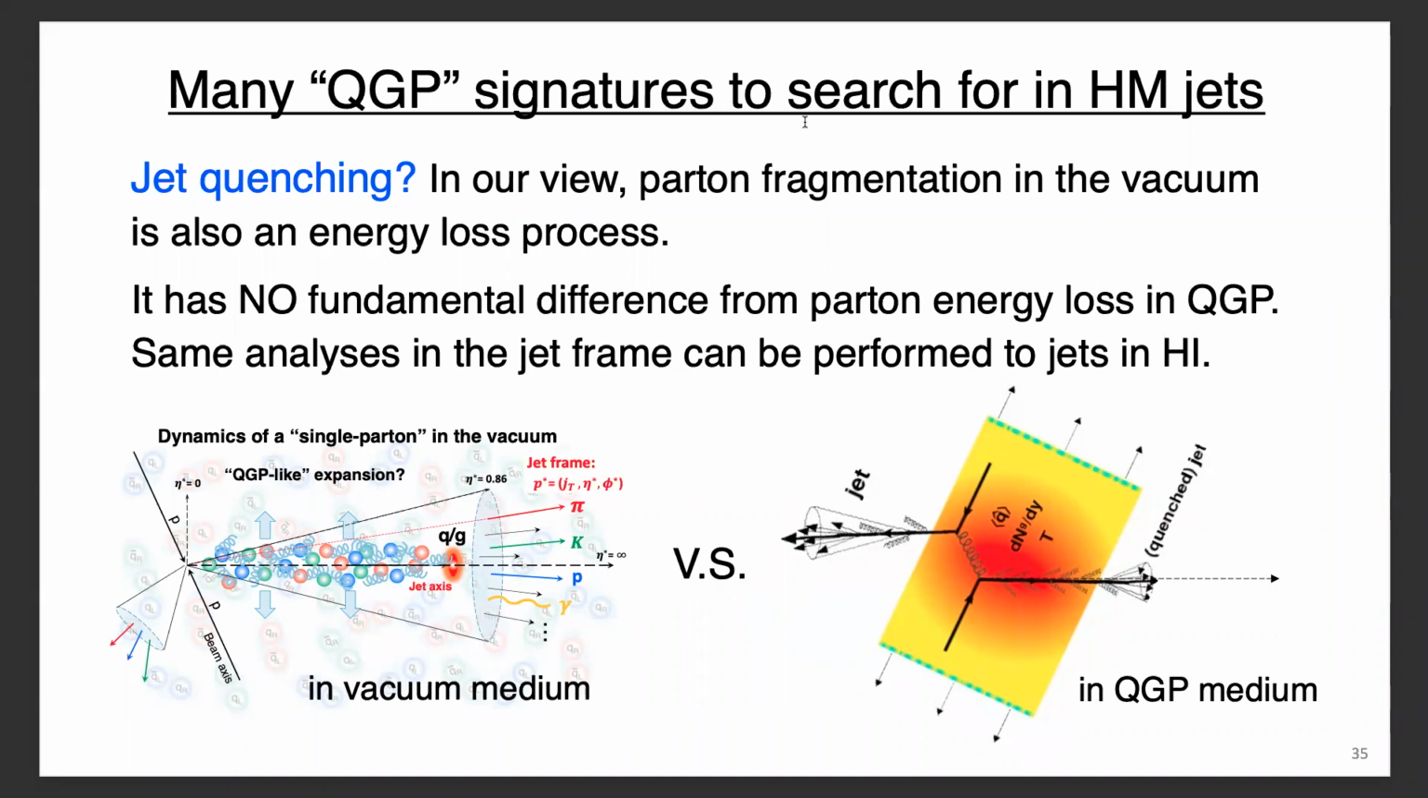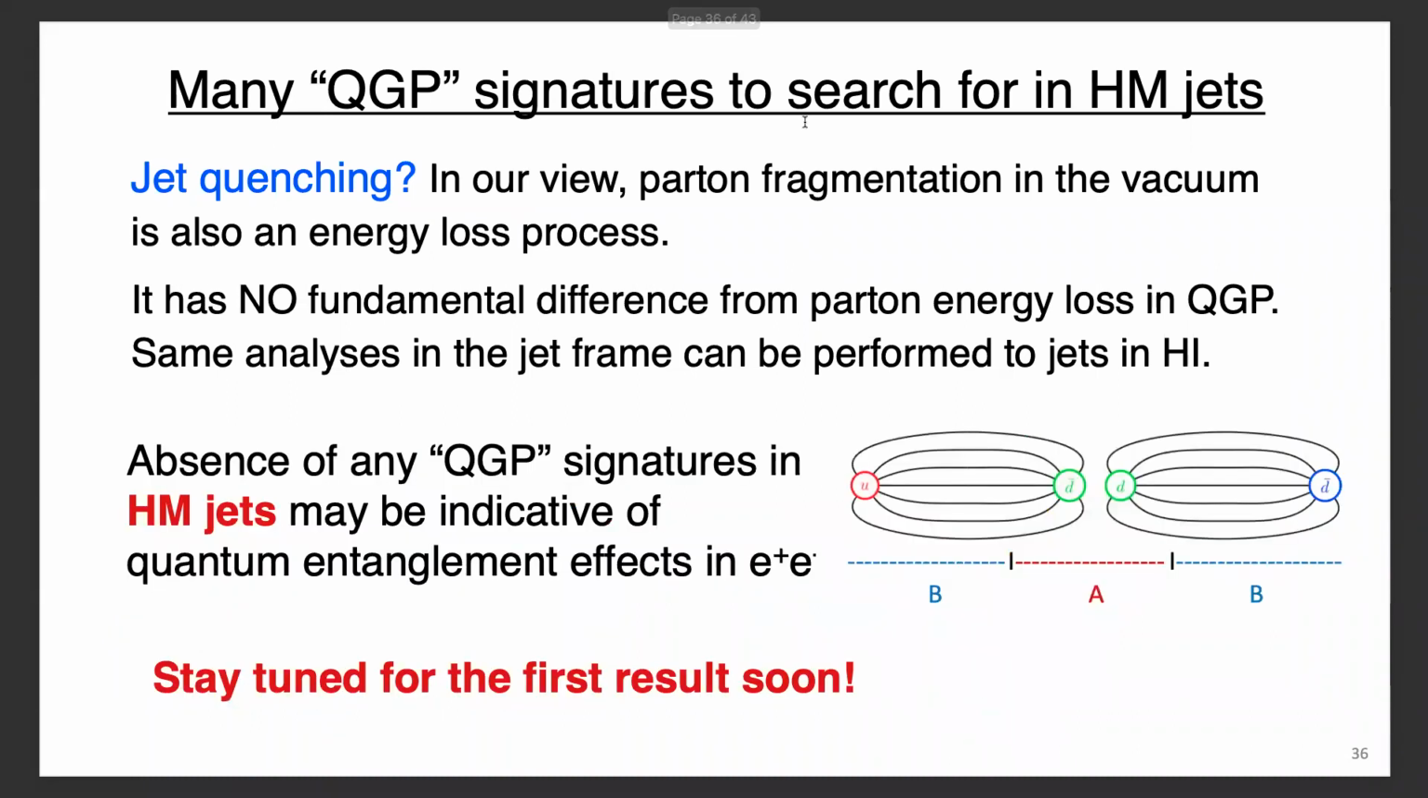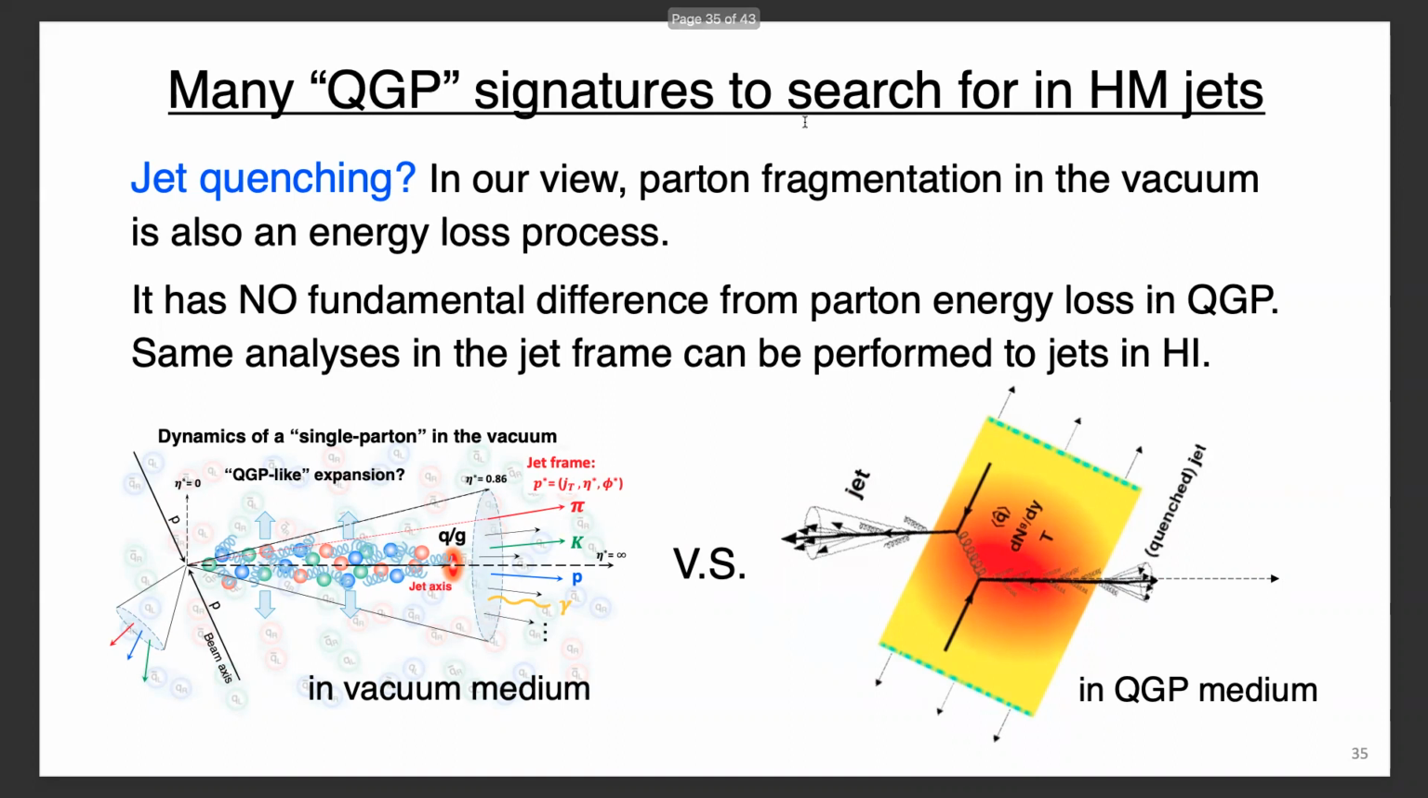The same analysis we can perform in a jet frame for the jets produced in heavy ion collisions. We can rotate the system. We take the jet axis as the z-axis at infinity, and then the correlation we see should be influenced by the surrounding medium. But in some sense, the two pictures have no fundamental difference. So in this system, you have a little more color around.